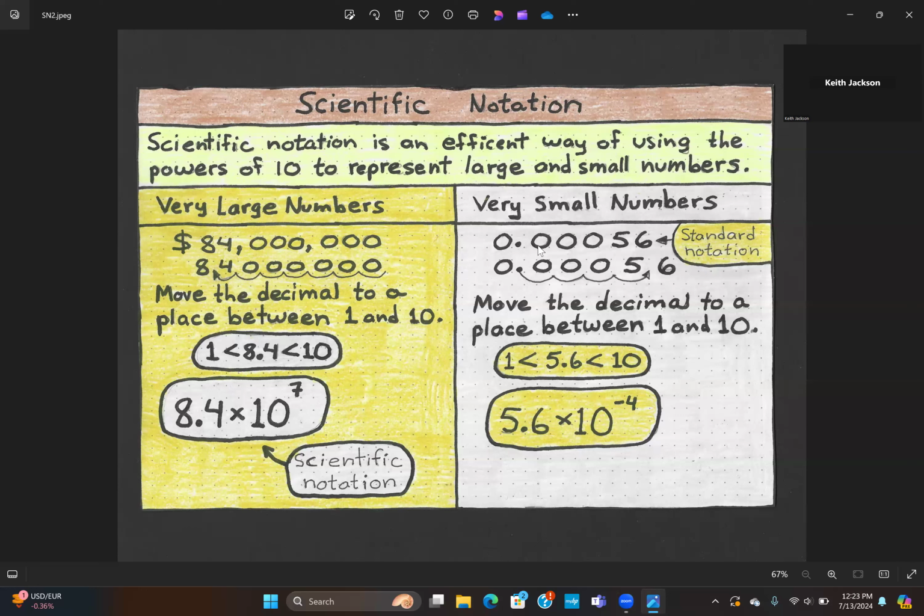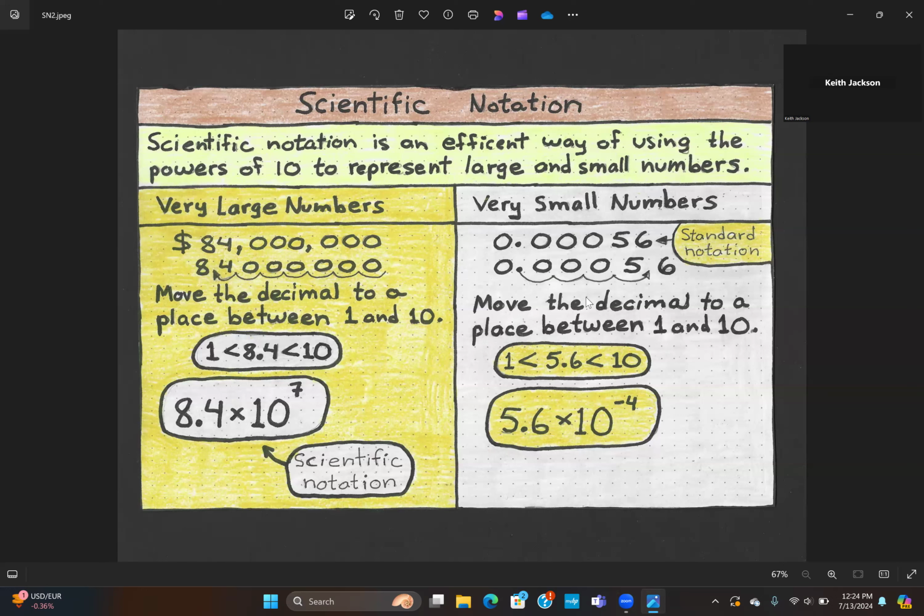Now let's go to a very small number in which we have 5,600 thousandths. Yes, I said it, and I'll say it again. 5,600 thousandths, a very tiny number. And how are we going to write that in scientific notation? We're going to do the same thing as we did with the very large number, 84 million. We're just going to move the decimal to a place between 1 and 10.